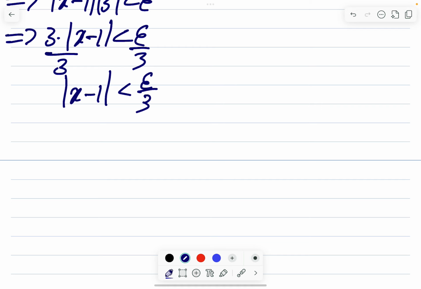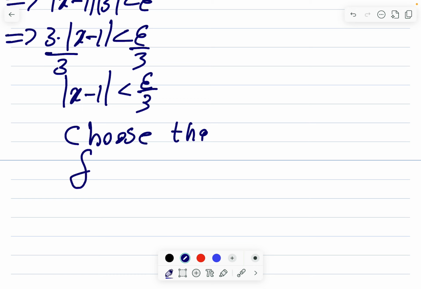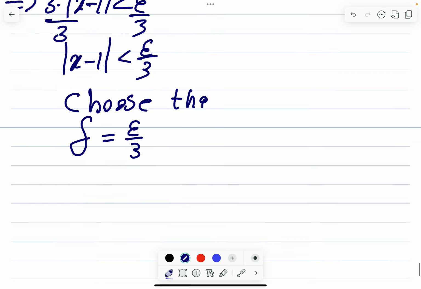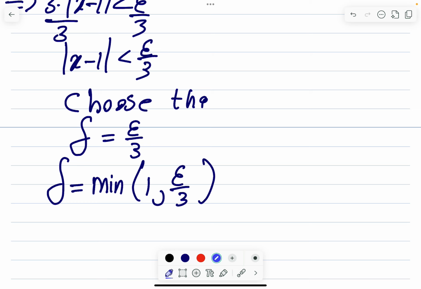So now we are going to choose what? We are going to choose that epsilon equals delta over 3. Always, all the time, you choose that. You choose this equal to epsilon. Right? Therefore, you're going to say your delta equals the minimum of 1 and epsilon over 3. That's your final answer. This is your final answer. You got your marks and you leave.